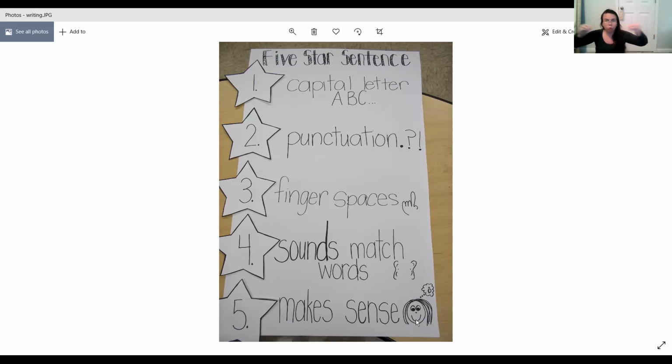So when we're stretching out our words, we're writing down every single sound that we hear. That's why we stretch it out many times so that we can hear each sound in the word. And number 5, it makes sense.